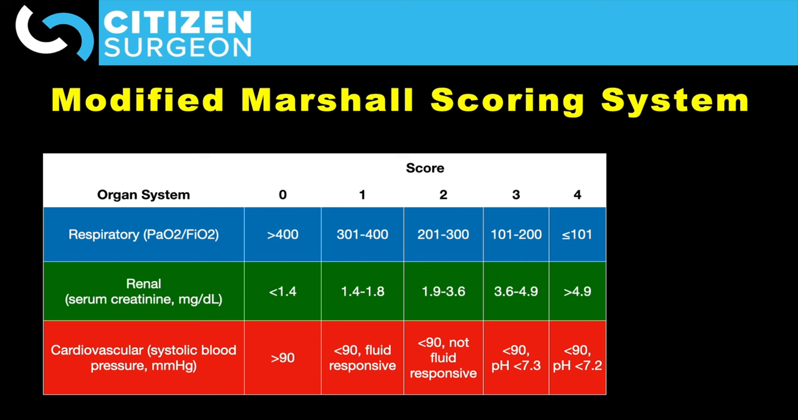When we look at the renal system, we're gonna measure the serum creatinine. And as the serum creatinine starts to go up, we're gonna get an increasing score. Then finally, for cardiac, we're gonna look at systolic blood pressure. As the systolic blood pressure goes down, and it's either fluid responsive or non-fluid responsive, we're gonna see an increasing score. So we add this up. If that score is greater or equal to 2, then we are in organ failure. And we're gonna go through those definitions of mild, moderate, and severe pancreatitis one more time so you got it.